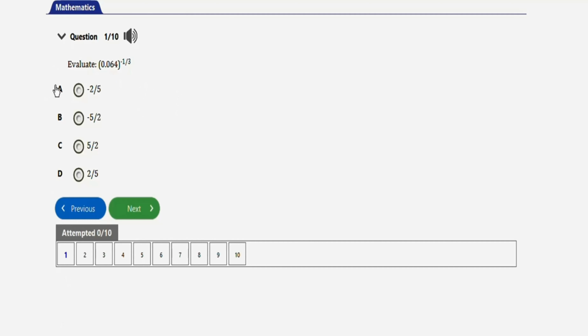So the first one I have here is evaluate this 0.064 in bracket the power minus 1/3. Alright, so before I get the calculator to show you guys how you can do this with the calculator, let me just show you how you can get the answer manually. If this question happens to come out in theory, this is how you solve it. So we have 0.064 to the power minus 1/3.